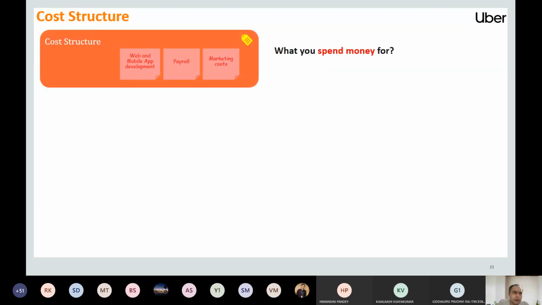Next, we are going to speak about cost structure, like where you are going to spend your money. In this case, you are going to spend your money on developing the web page and the mobile app. Also, you are going to pay your drivers and the office staff. Then marketing cost. For example, if Uber is sponsoring an IPL, then they have to invest something. They are putting up hoardings and giving ads in TV commercials, so they have to pay for it. So these are the places where you are going to pay. This is the cost structure for Uber.